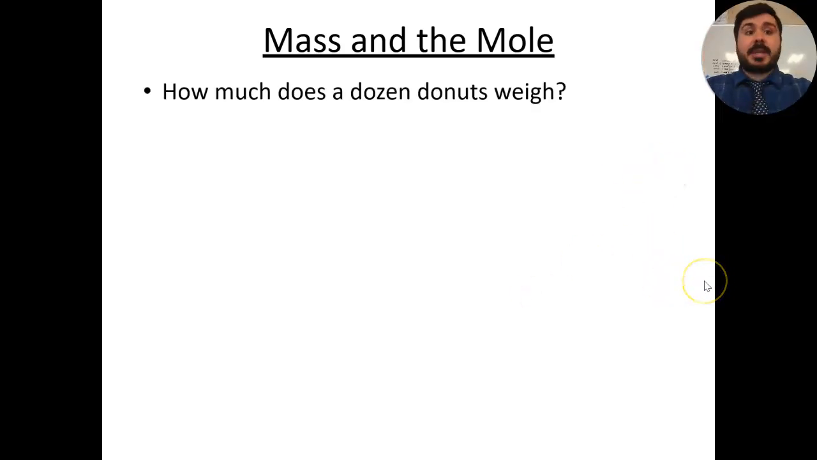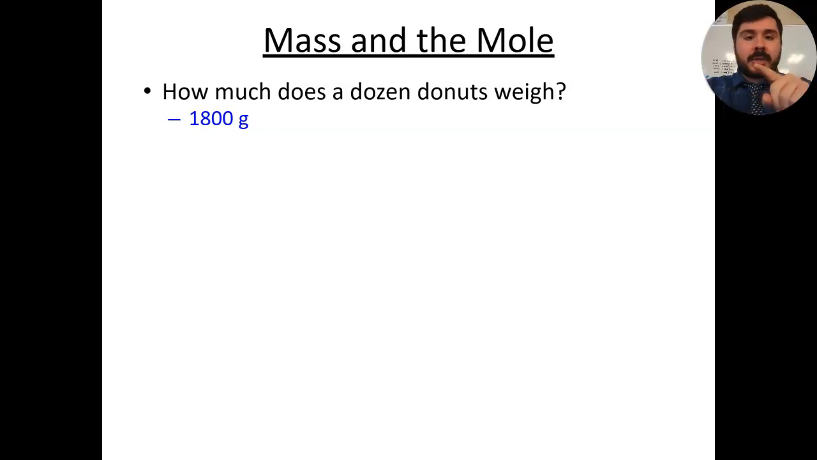Starting with something basic, going back to donuts. Mr. Sarah loves his donuts. How much does a dozen donuts weigh? Let's say, arbitrarily, a dozen donuts weighs 1,800 grams. Plain and simple. Again, we're obviously going to be using grams, not pounds, not ounces, anything like that. So if we take 1,800 and divide by 12, we're at about 150 grams.